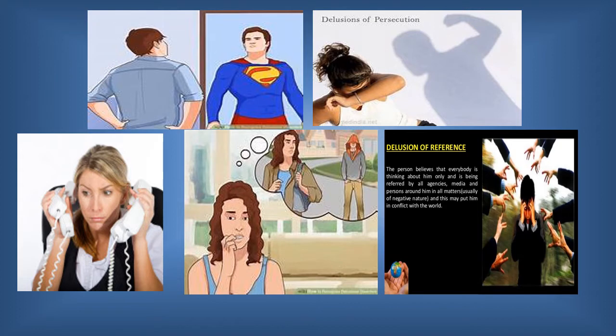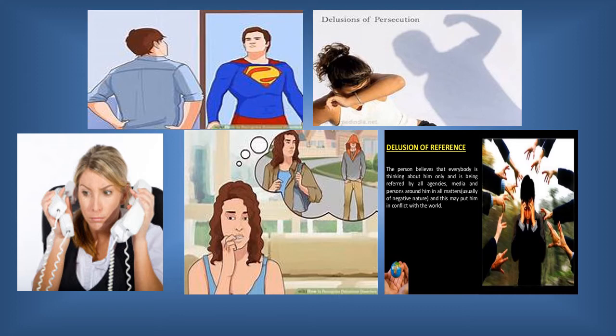In this slide, you can see some of the images referring to some of the delusions. In the first image, you can see delusion of grandiosity, where the person is looking in the mirror and believing himself to be Superman. That is delusion of grandeur or grandiosity. Next, you can see delusion of persecution, where the person is feeling that someone is there to kill that person or to hit that person, where in reality there is no one.